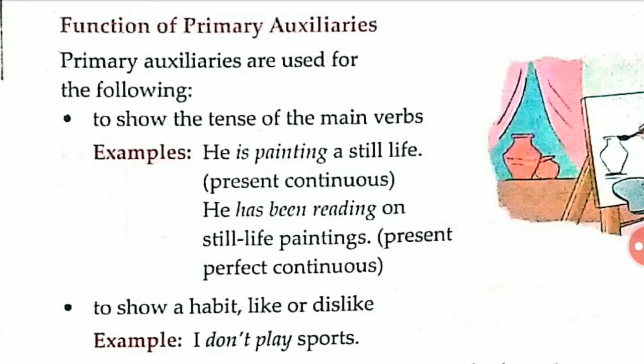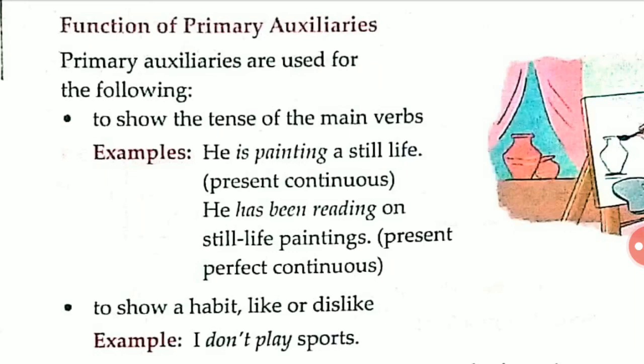First, we use primary auxiliaries to show the tense of the main verb. You know there are three tenses: present tense, past tense and future tense, and within those we can see 12 tense forms. So primary auxiliaries are used to show the tense of the main verb.